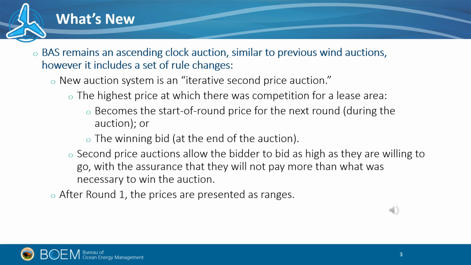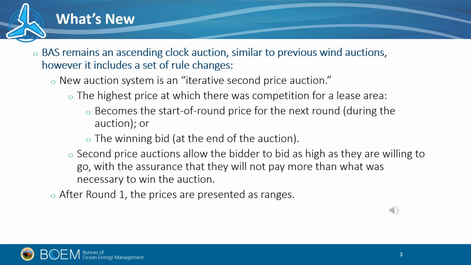The first change is the use of an iterative second price auction. The highest price at which there was competition for a lease area becomes the start of round price for the next round during the auction, or the winning bid at the end of the auction. This means that the winning bidder pays the competitive second price for its winning lease areas. Both the pricing rule and the activity rule are chosen to encourage truthful bidding in each round of the process. This lets the bidder focus on identifying its most preferred lease area or areas given the prices.